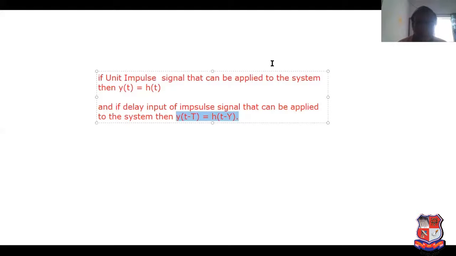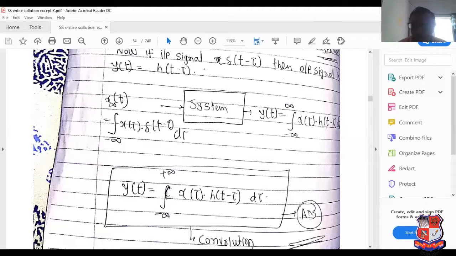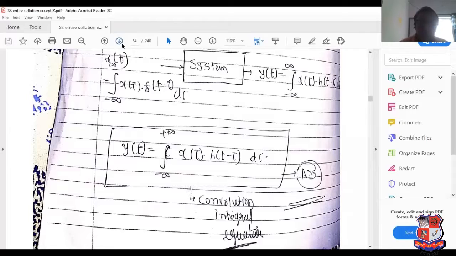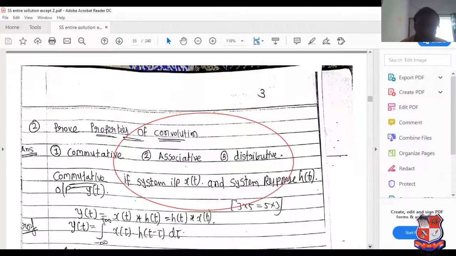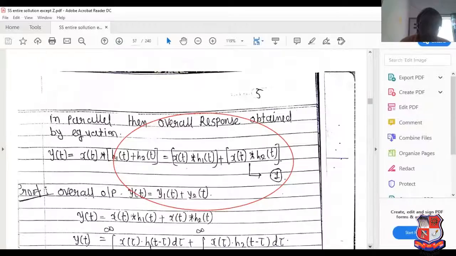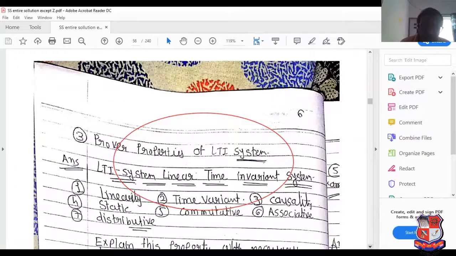Now see this particular PDF, delta of t minus tau. So the output is known as h of t minus tau. So y of t equals the integral from minus infinity to infinity of x of tau h of t minus tau d tau. So this is the final equation that we have represented here. Now see, this is the equation of the convolution integral. The properties of convolution I will discuss in the next lecture.